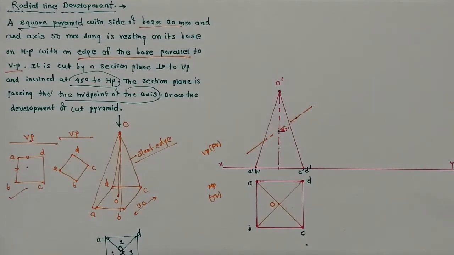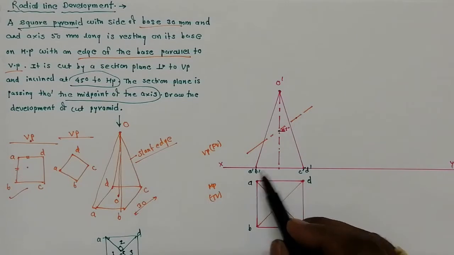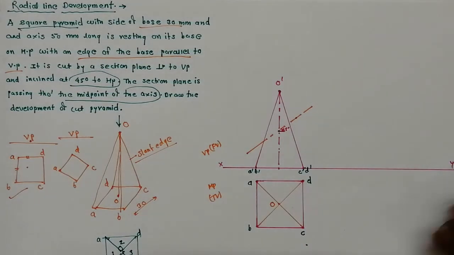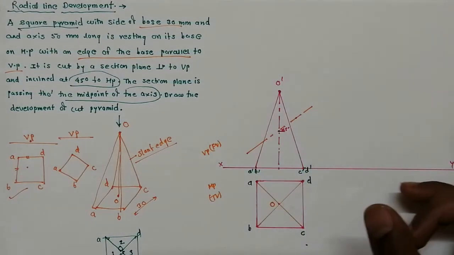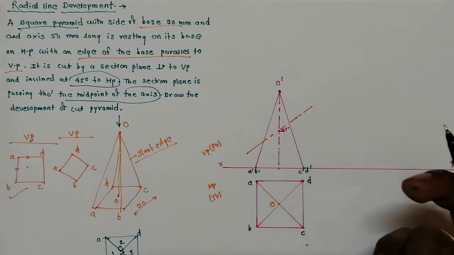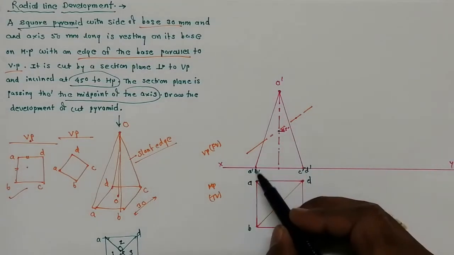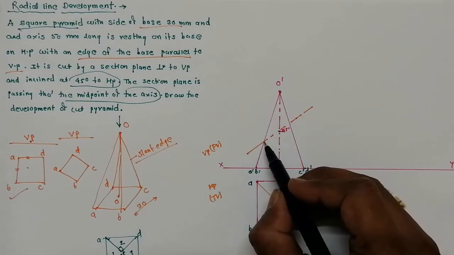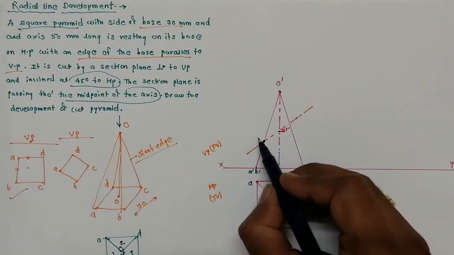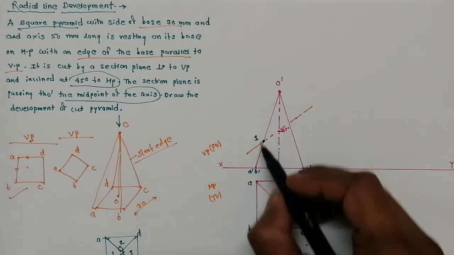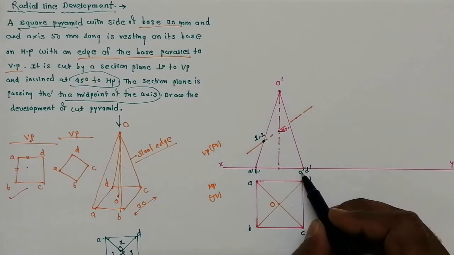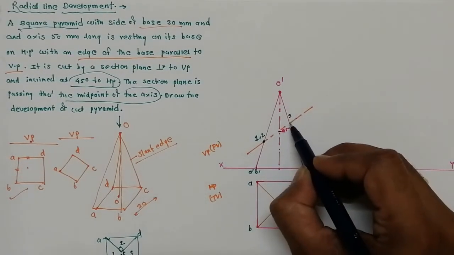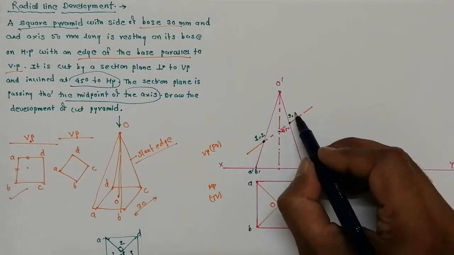Now we have to mark the intersections. So how to mark the intersection? If one slant edge is there, we have to mark one intersection. If there are two slant edges intersected by the cutting plane, we have to mark two intersections, and we will mark the intersections alphabetically. So now here this is A and B. So for OA it is 1, for OB it is 2. Here it is C, so for C it is 3, and for D it is 4.